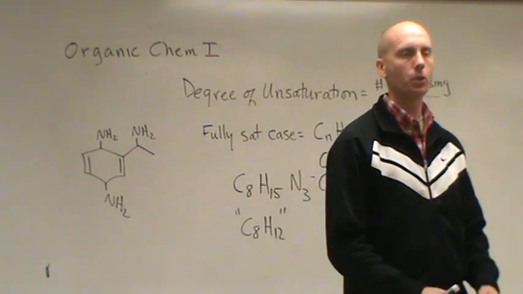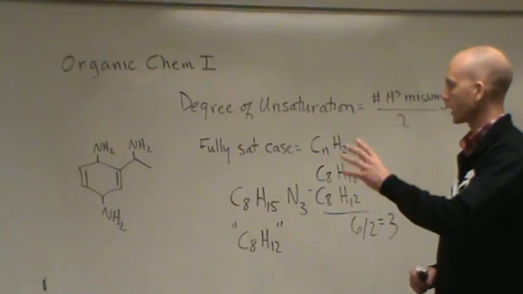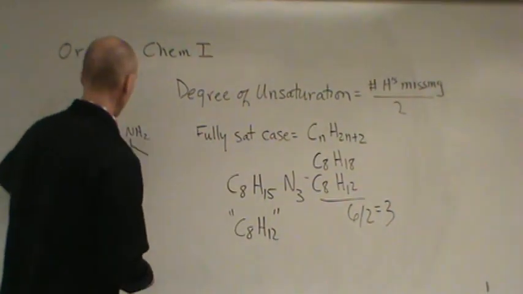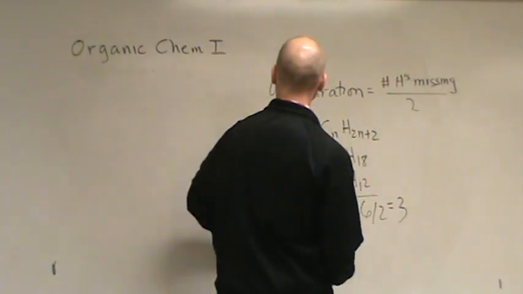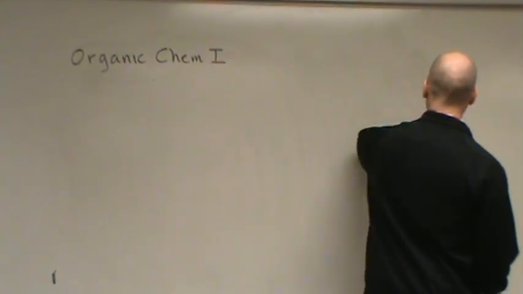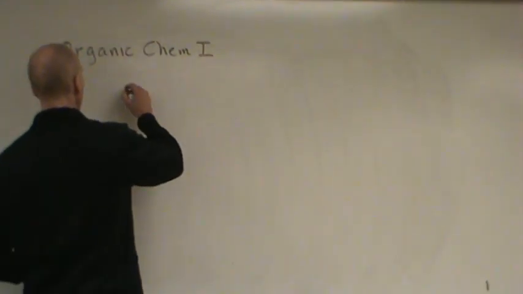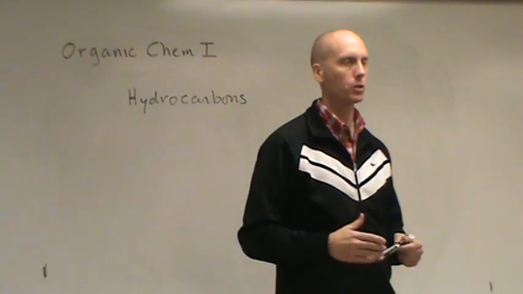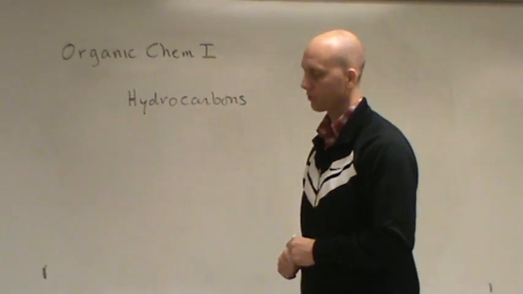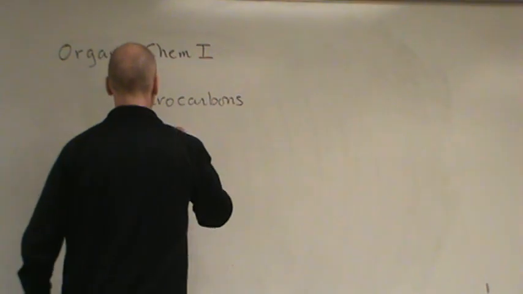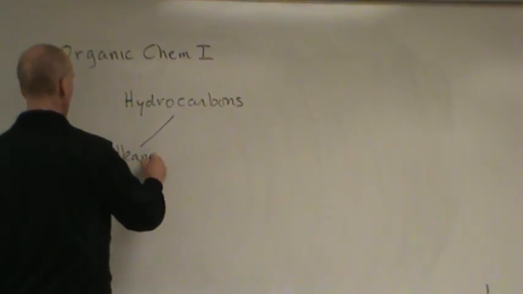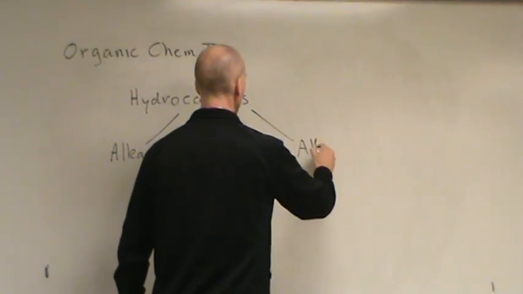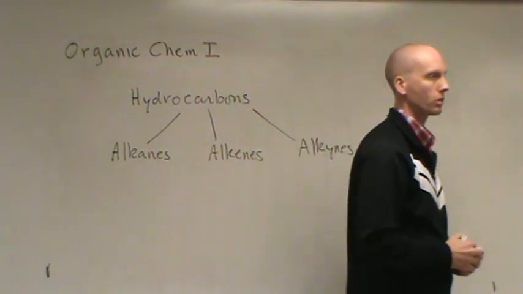All right, well, let's come back to our naming process. This was kind of a deviation in the whole scheme of things. But let's come back to our hydrocarbons. Okay, so again, these are made up of simply carbon and hydrogen. Okay, well, in the hydrocarbons, there turns out to be 3 kinds: alkanes, alkenes, and alkynes.